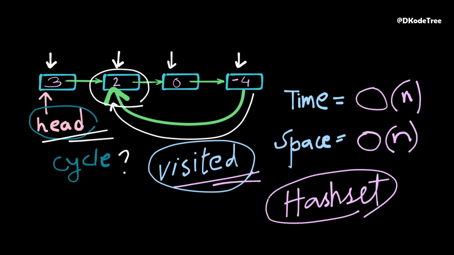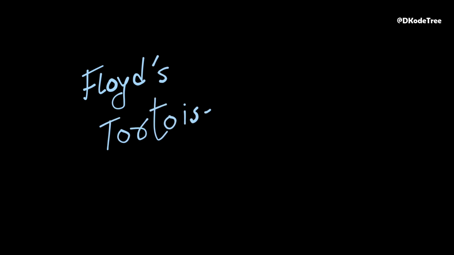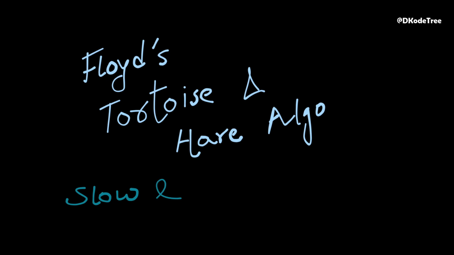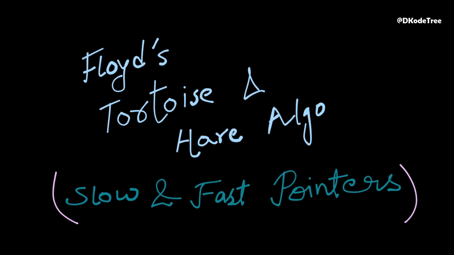This approach is very simple to implement, and although it is efficient in terms of time complexity, there exists a more optimal solution which can improve the space complexity. For this, we can use a very well-known algorithm called Floyd's Tortoise and Hare algorithm, also known as the slow and fast pointers algorithm. I will explain both how this algorithm works as well as why it works.